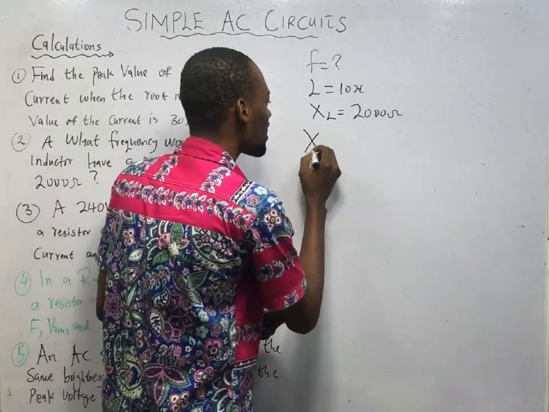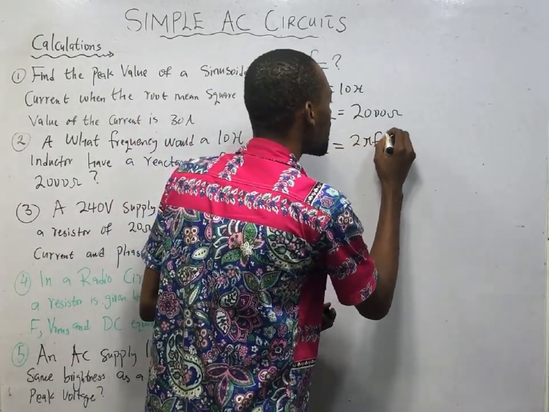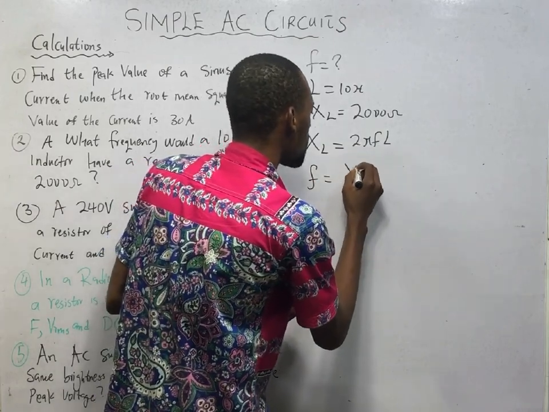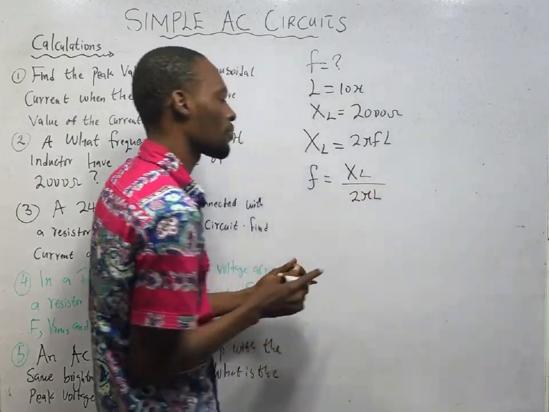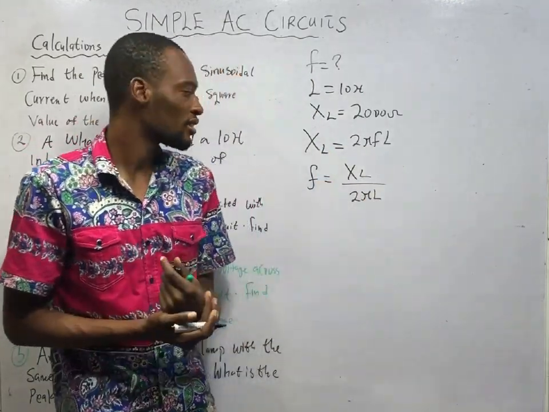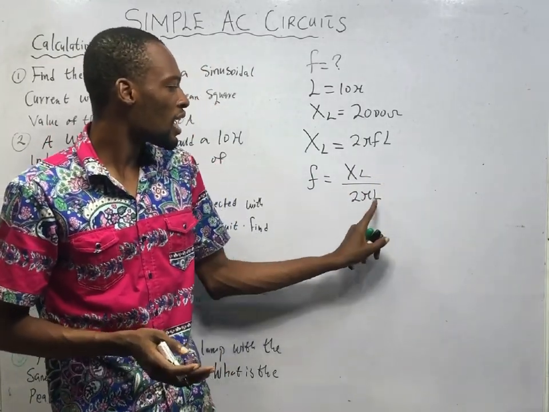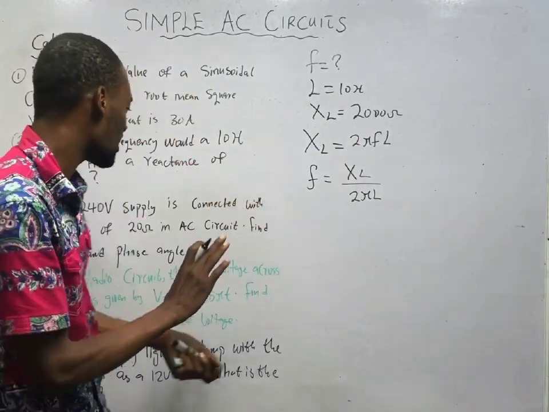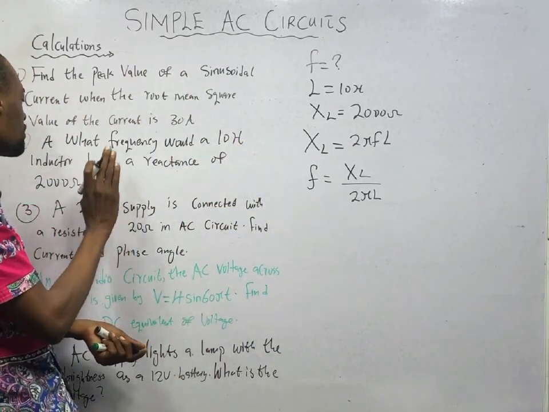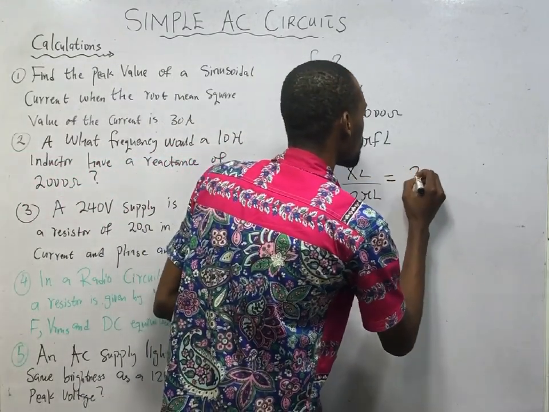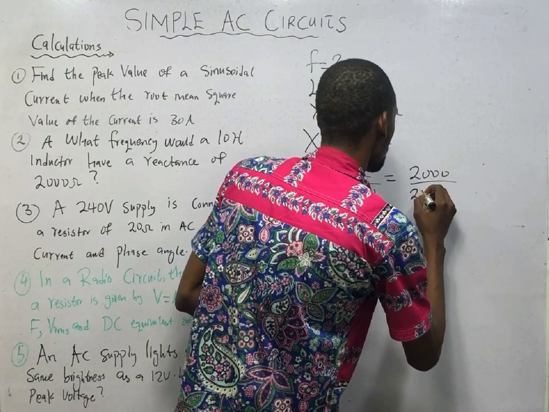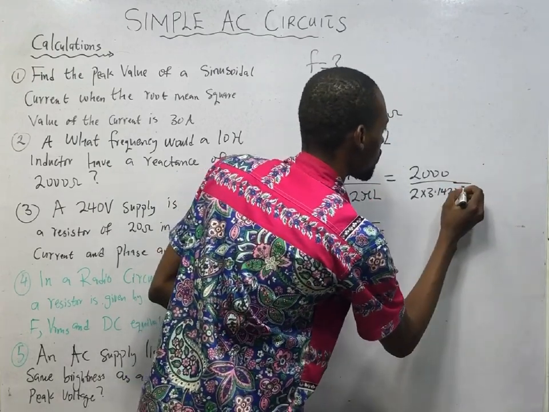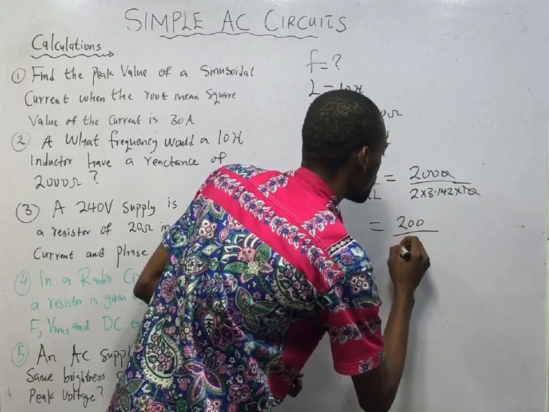Remember, inductive reactance XL is equal to 2πfL. It therefore means that frequency is equal to inductive reactance over 2πL, dividing both sides by 2πL. Now we have the value of the inductor. We have the value of inductive reactance, which is 2000 ohms. The value of the frequency at which a 10 Henry inductor has a reactance of 2000 ohms is simply 2000 over 2 times 3.142 times 10. This is 200 over 2 times 3.142 hertz.